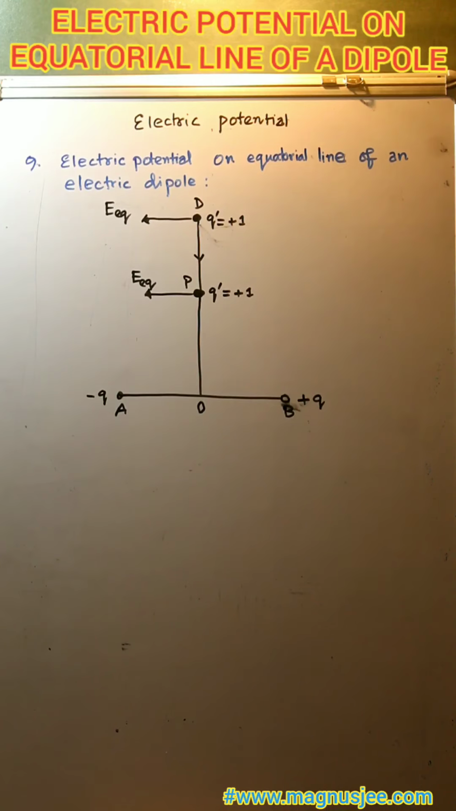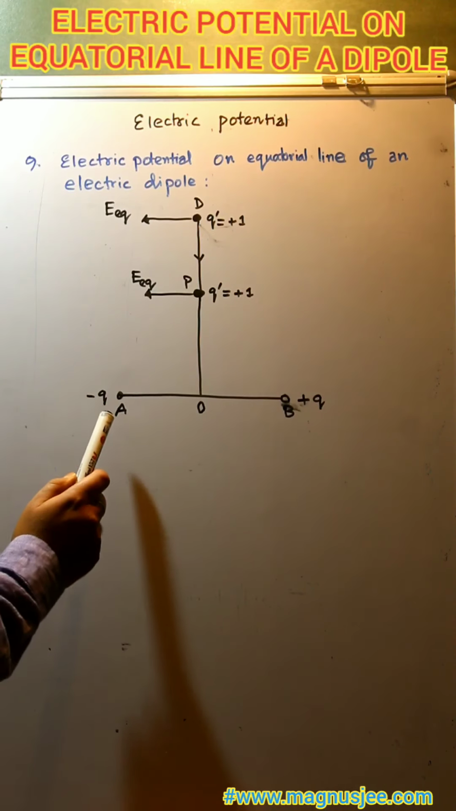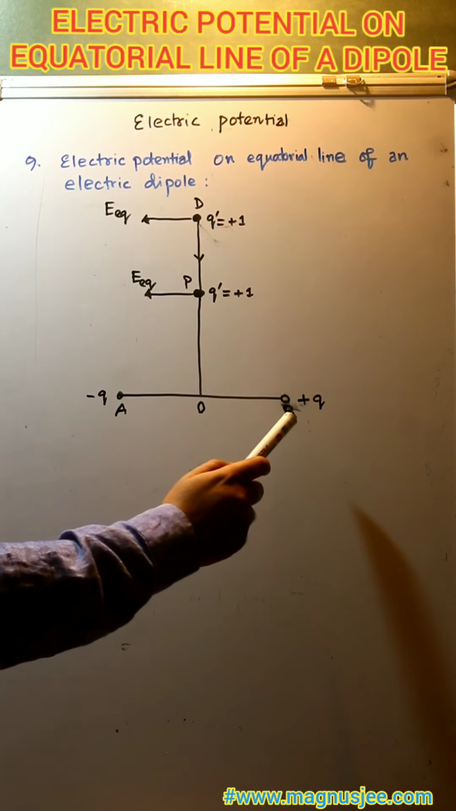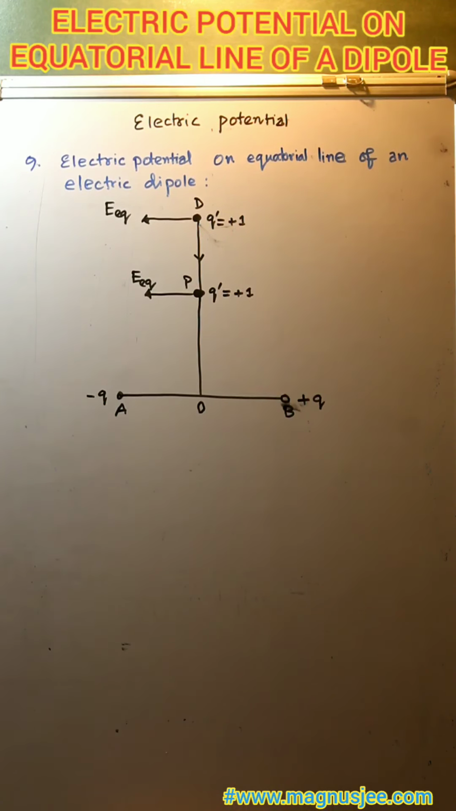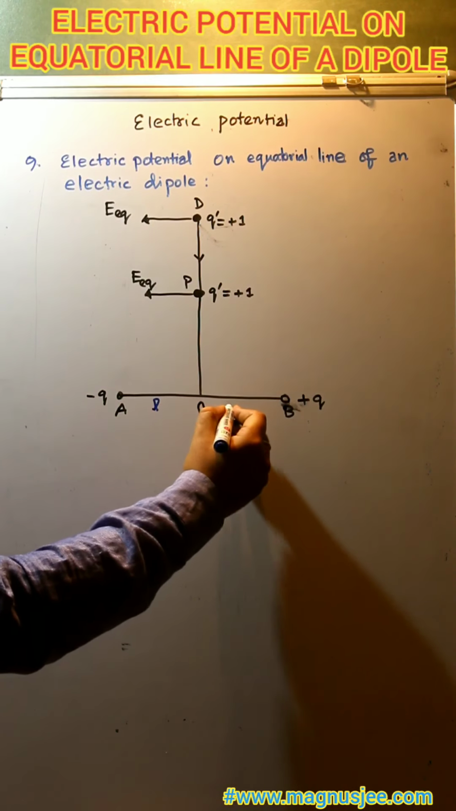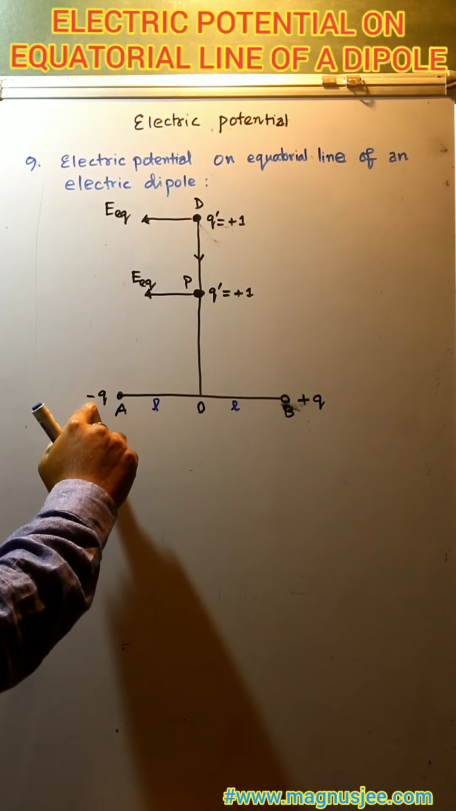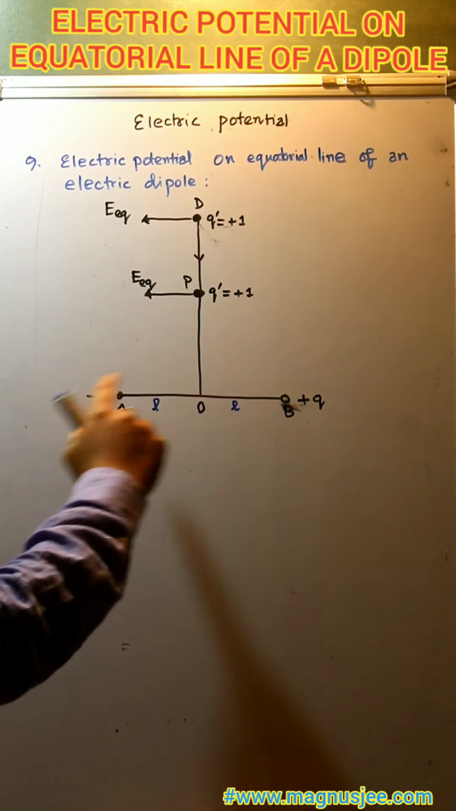Today's topic is how to find the electric potential at a point on the equatorial line of an electric dipole. In this case, we have considered an electric dipole AB of length 2L, consisting of a negative charge and a positive charge, minus Q and plus Q.